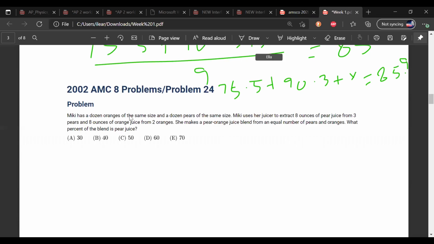Miki has a dozen oranges of the same size and a dozen pears of the same size. Miki used her juicer to extract 8 ounces of pear juice from 3 pears and 8 ounces of orange juice from 2 oranges. She makes a pear-orange juice blend from an equal number of pears and oranges. What percent of the blend is pear juice? So now we're moving on to a slightly different topic from distance, rate, speed, we're now moving on to percentages.